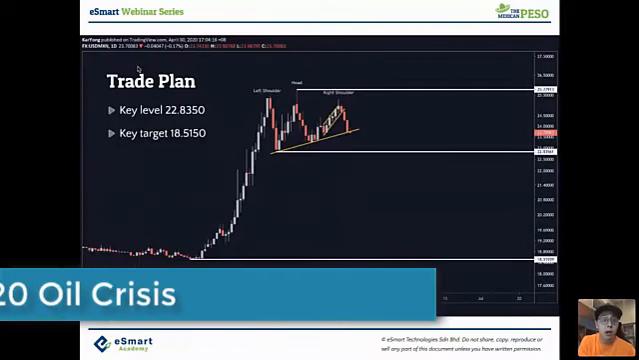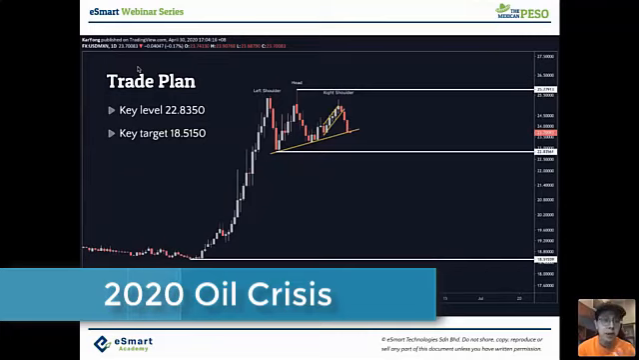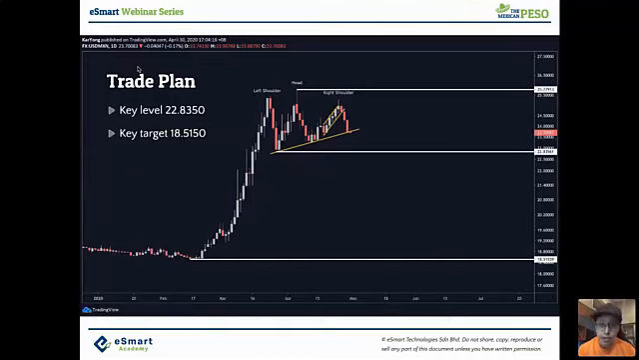Around 5 o'clock, I screenshotted this chart. The trade plan here is to look for short opportunities. You can see the head and shoulders has played out since the last time I wrote that article. But over here, there's still huge opportunity, so don't worry about missing out.